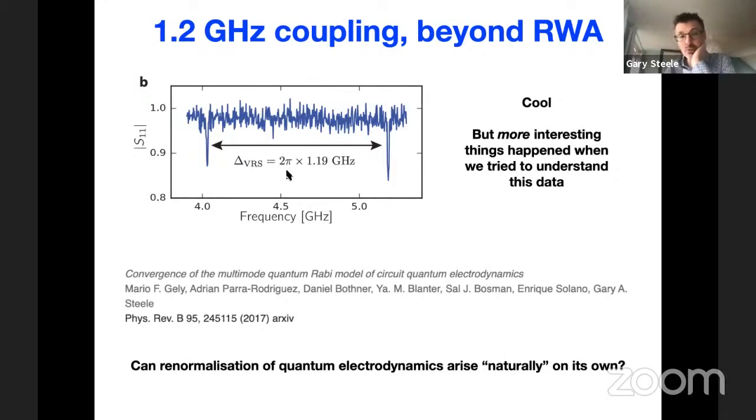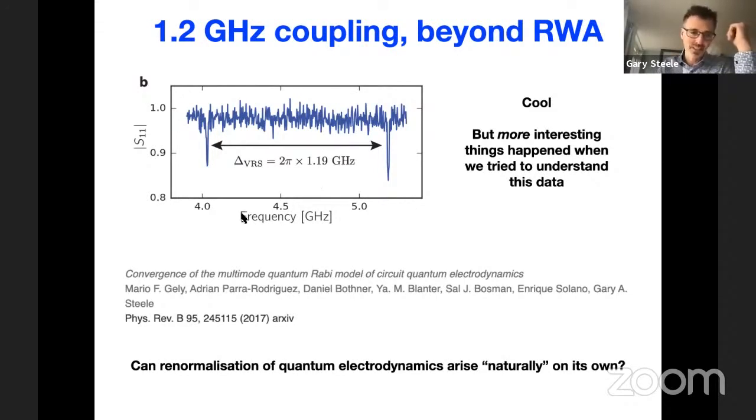And that's pretty cool. I mean, we get a really big number. And also we could show that this was something that went beyond the rotating wave approximation, which means that this is the ultra-strong coupling regime where counter-rotating terms play a role in your Hamiltonian. But actually what was more interesting for me that came out of this is when we tried to understand this data quantitatively, we ran into some problems.